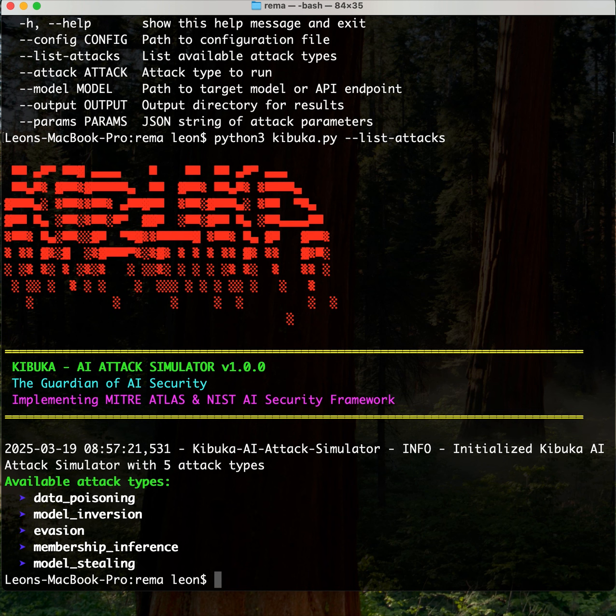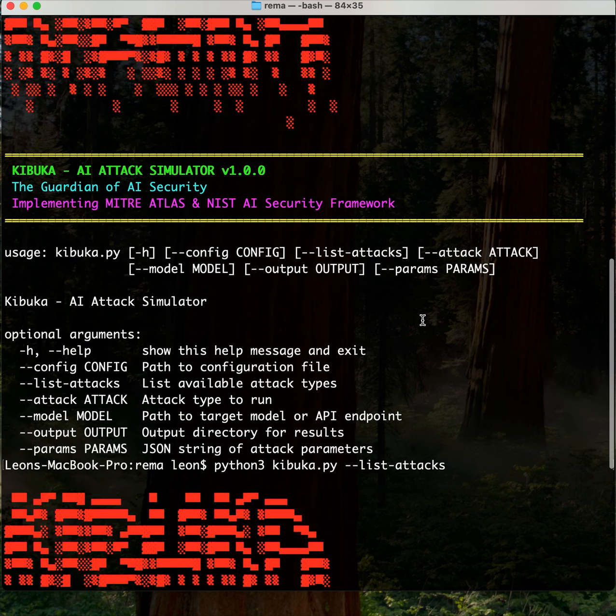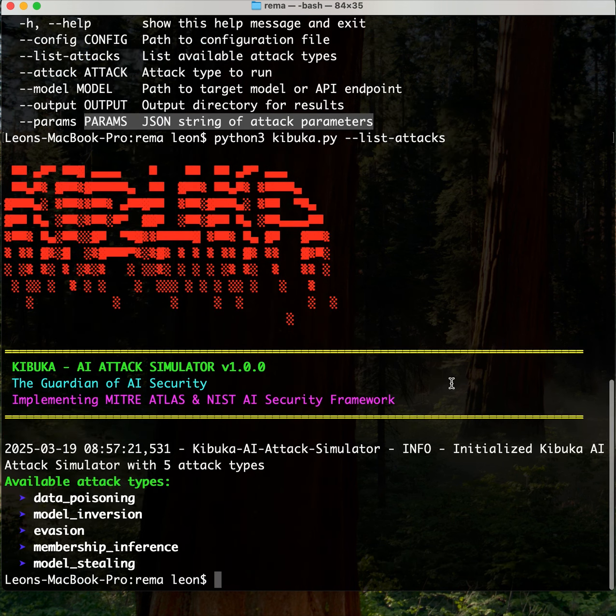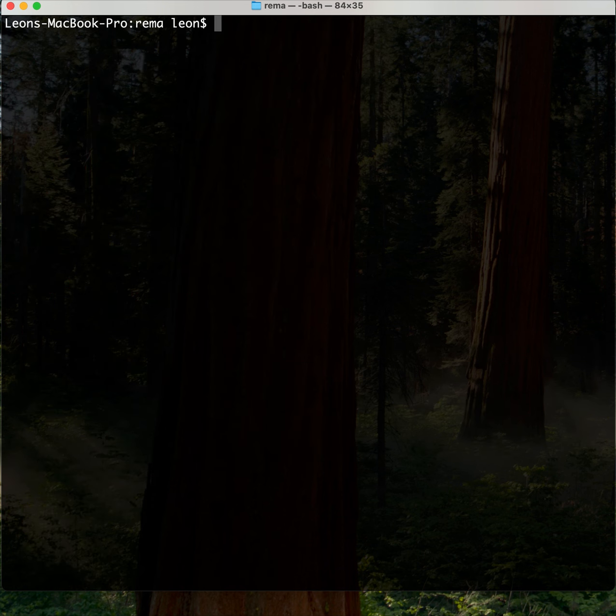So much as we are directly mapping to industry standards and security frameworks, Kibuka uses a simple command line interface so that you can pass the different parameters as well. So it makes it easy for security testers to get things done. Anyway, enough with the sales jargon. Let's step into a demo.